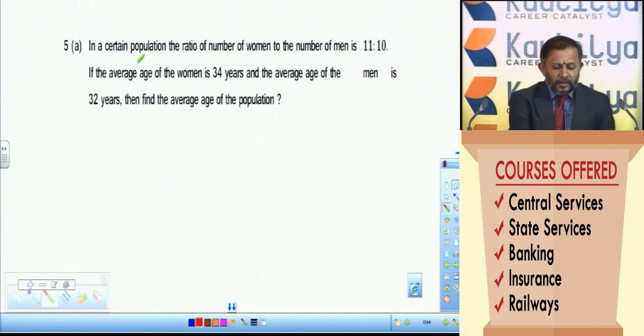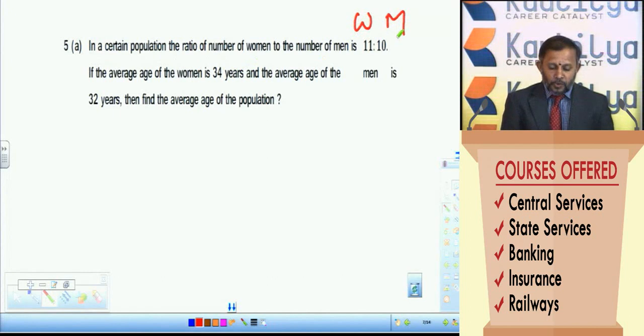So in a certain population, the total population is not given, the ratio of number of women to number of men is 11:10. So for every 11 women members there are 10 male members. So the ratio of number of women to number of men, that is 11:10.